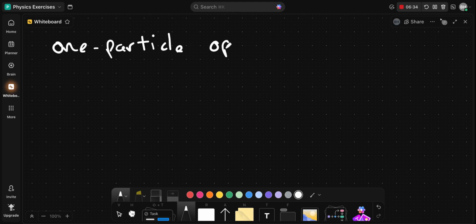So, one particle operator. Okay, and what does a one particle operator look like? I will write F1, because it's one particle, and it's some operator. Generically one could write it as some operator.